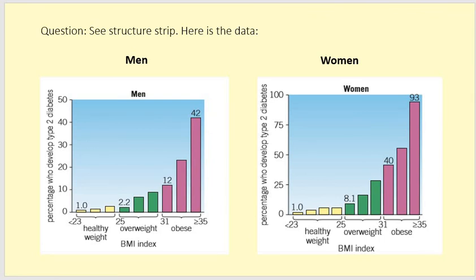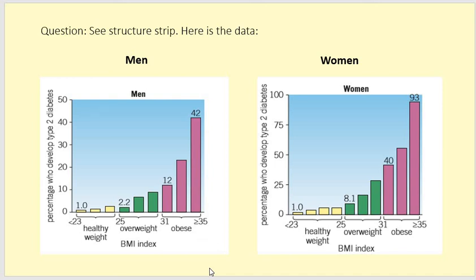Now, the question is on the structure strip, the last question. This is the data that goes with it. You've got the data for men on the left, the data for women on the right. You've got the percentage of people developing type 2 diabetes on the y-axis, and you've got the BMI, the body mass index, on the x-axis.